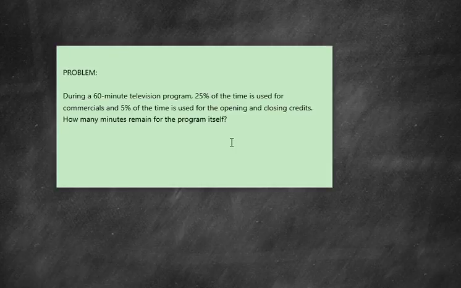In this second problem, we have a 60 minute television program, and that program uses 25% of the time for commercials, and 5% is used for opening and closing credits. So how many minutes remain for the actual program itself? So actually we have to find out how many percent are used for the program itself and compare that to 60 minutes and then find the amount of minutes.